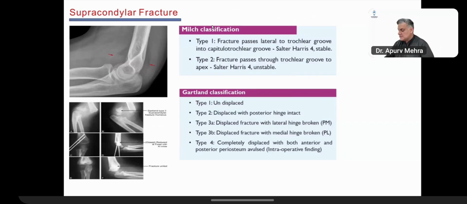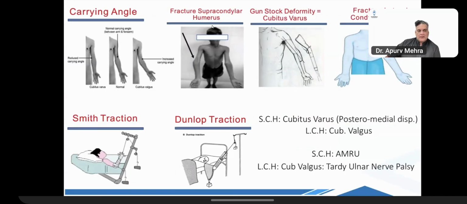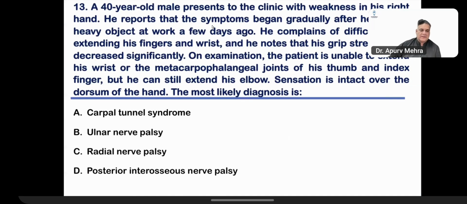We have classifications: undisplaced, displaced with posterior hinge intact, posteromedial displacement, posterolateral displacement. Type 4 is an intraoperative finding. Cubitus varus occurs in supracondylar humerus fracture. Cubitus valgus occurs in lateral condylar humerus fracture, and lateral condylar humerus fracture with valgus will cause tardy ulnar nerve palsy. Next.